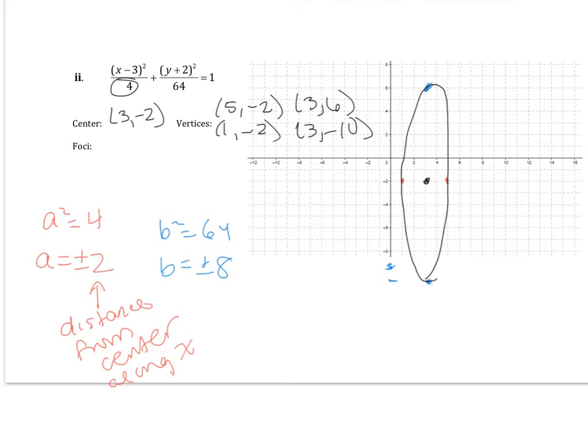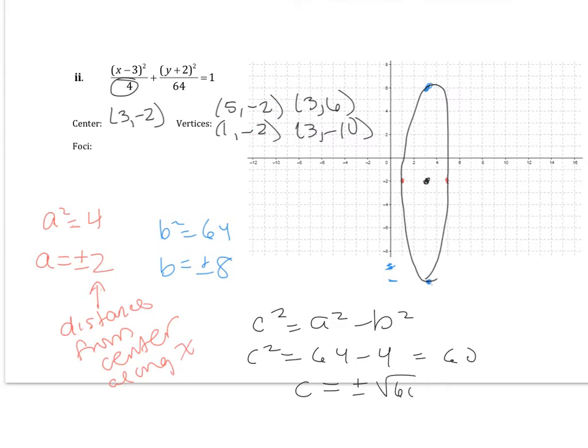Okay, and again, for the foci, we're going to need to use our c squared equals a squared minus b squared, keeping in mind that a is always our bigger value. Okay, so c squared is going to be 64 minus 4, which is 60. So that makes c plus or minus the square root of 60, which if I simplify that, I get plus or minus the square root of 2 square root of 15. Okay, because 4 is a perfect square factor of 60. So plus or minus 2 square root of 15.